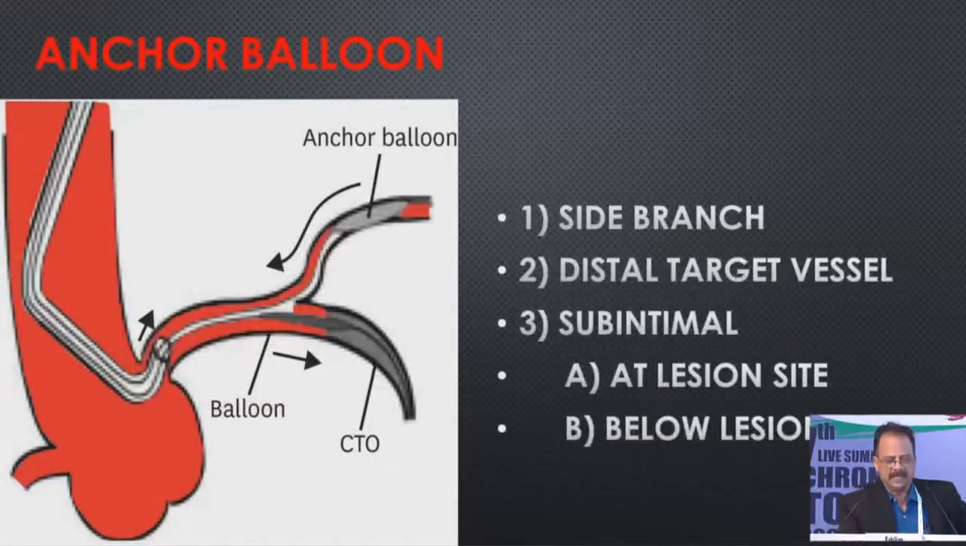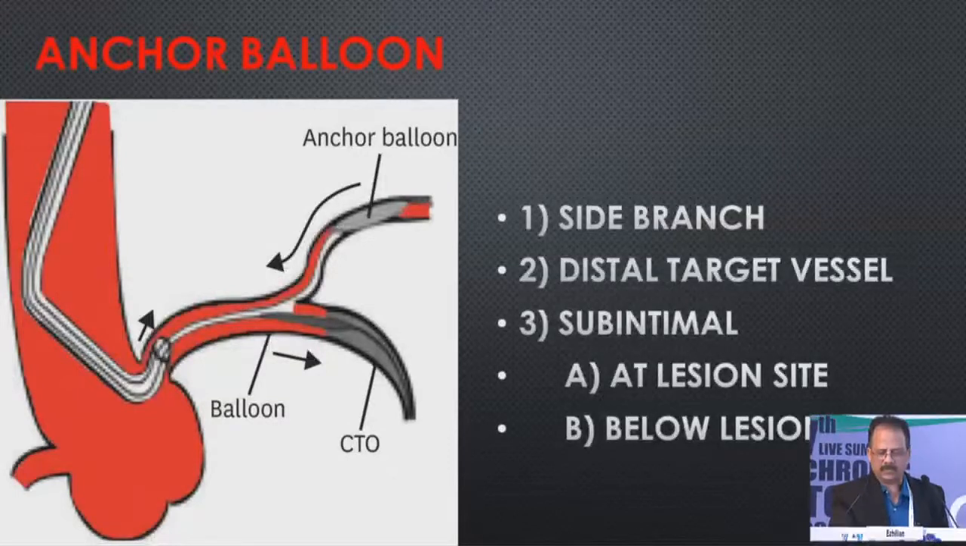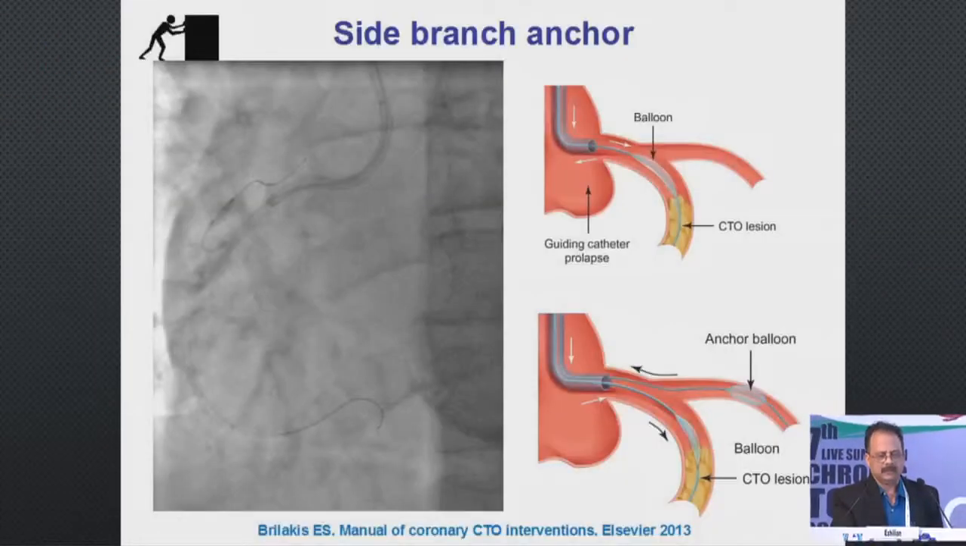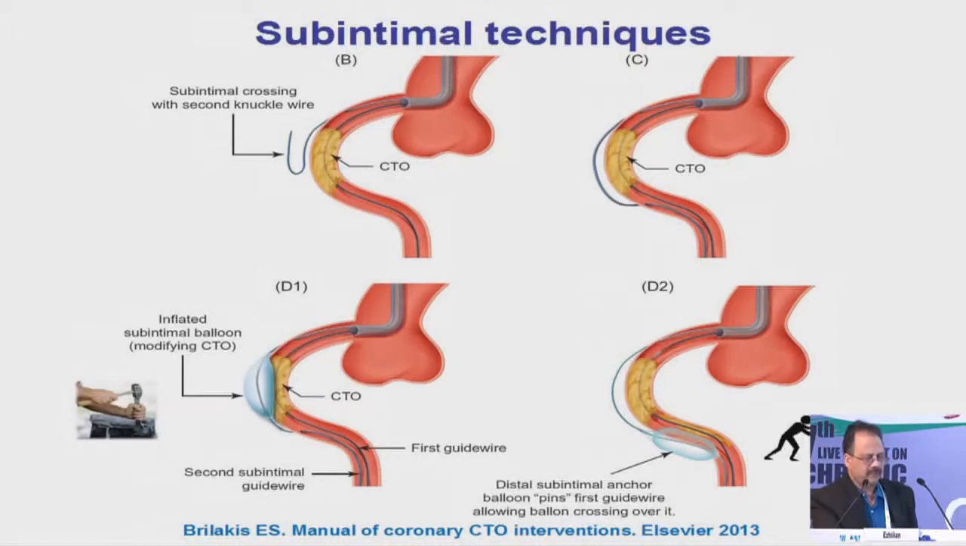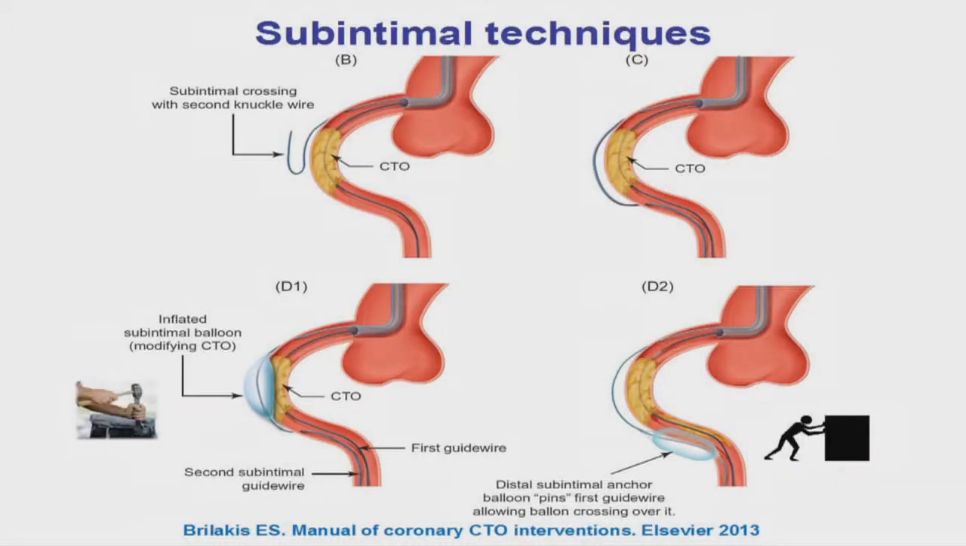And then there is the anchor balloon technique. In anchor balloon, we can do anchoring in a side branch, or we can do it in the main branch also. Of course, in the main branch you cannot cross the CTO, but you can go subintimally and do it. A side branch anchor is possible if you have a side branch, but this will not give as much support as the anchor in the main vessel. And if you want it in the main vessel, then you have to use subintimal techniques.